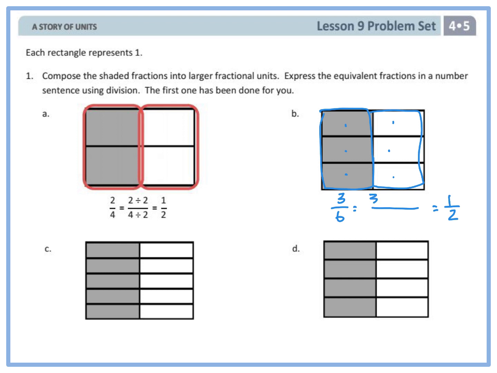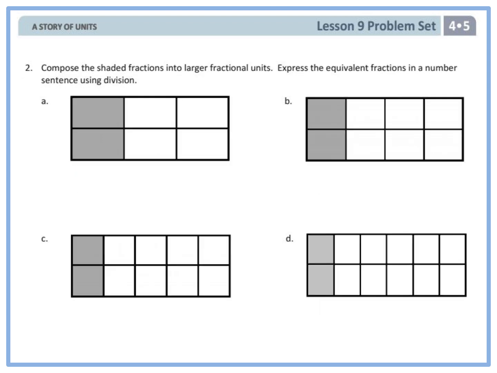So I'm going to start with 3/6. I'm going to do some division to equal 1/2. 6 divided by 3 is 2. If I do it to the bottom, I need to do it to the top. So you're going to do the same thing with C and D. That is a very similar sort of problem. And then we get to number 2, and we're going to do the same thing with these. They just look a little bit different.